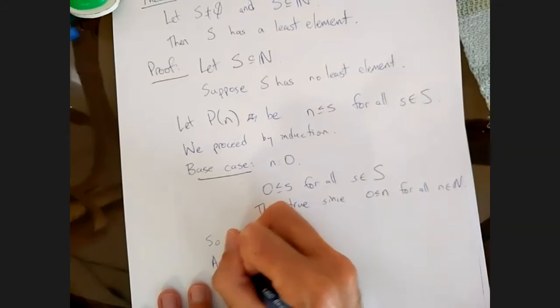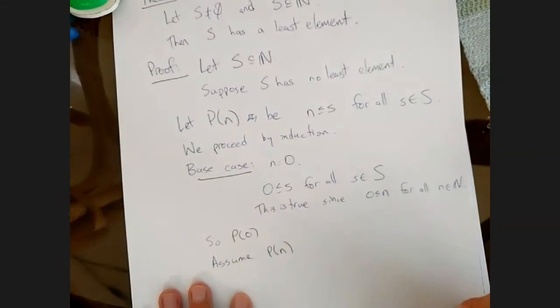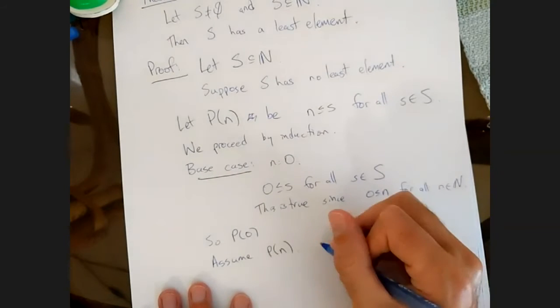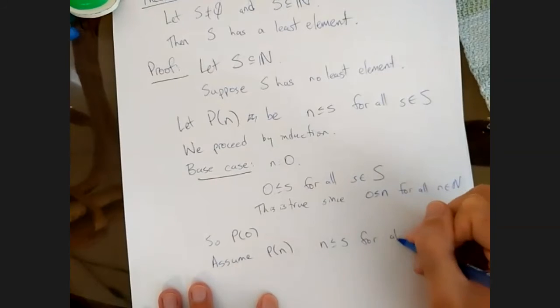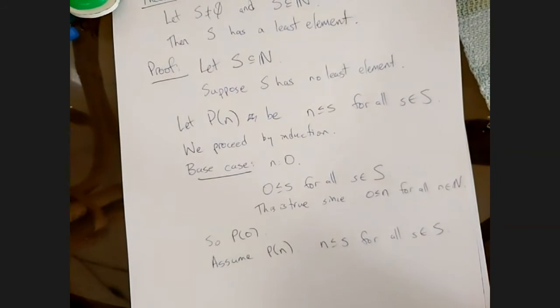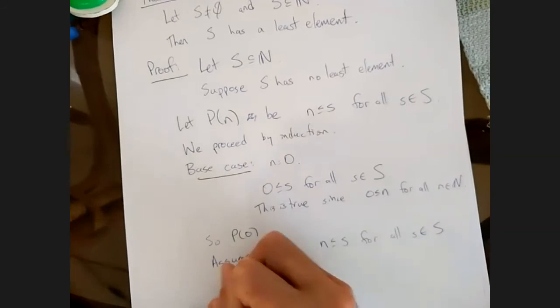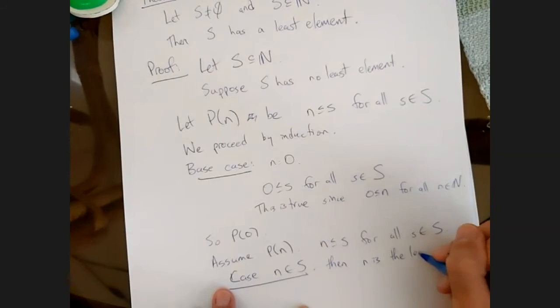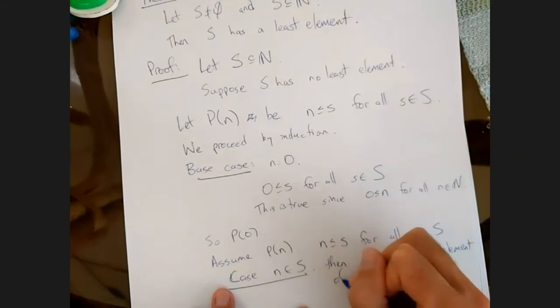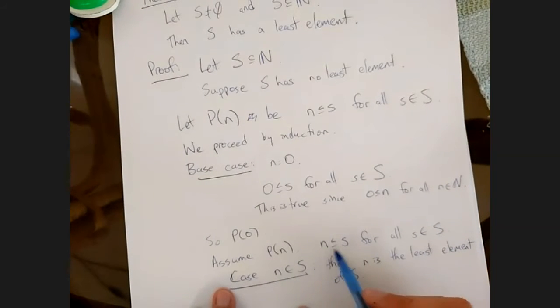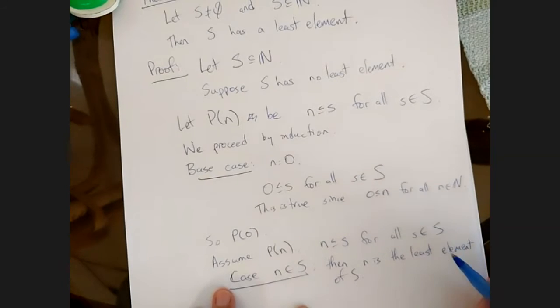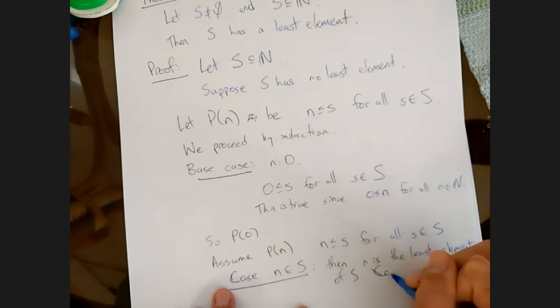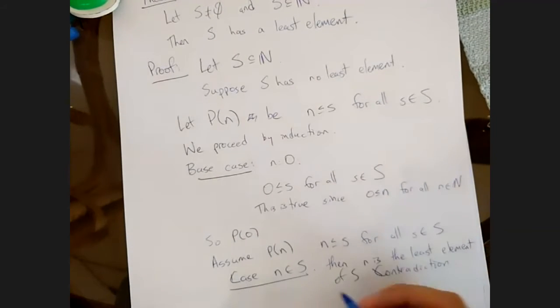Okay, now assume P of k, or let's assume P of n. We have to show P of n plus one. So what we have assumed is that n is less than or equal to s for all s in S. So there are two cases. The first case is that n is in S. If n is in S, then n is the least element of S, because it's an element of S that's less than or equal to all the elements of S. That's the definition of least element. That would be a contradiction, so we can ignore this case.